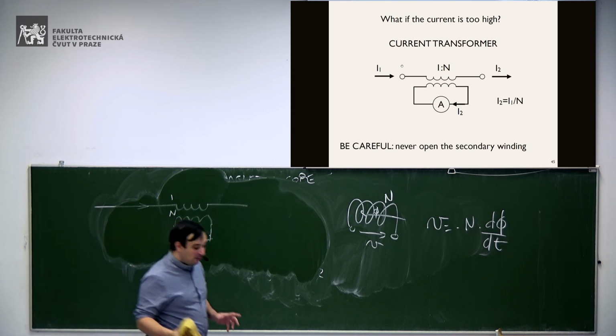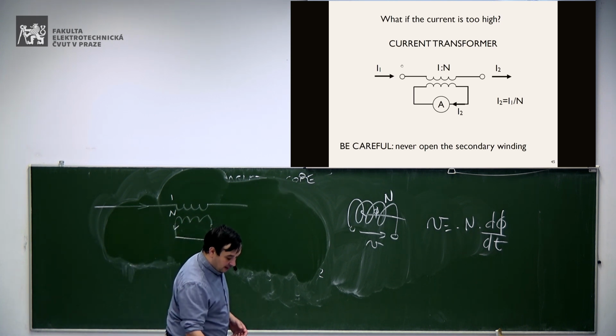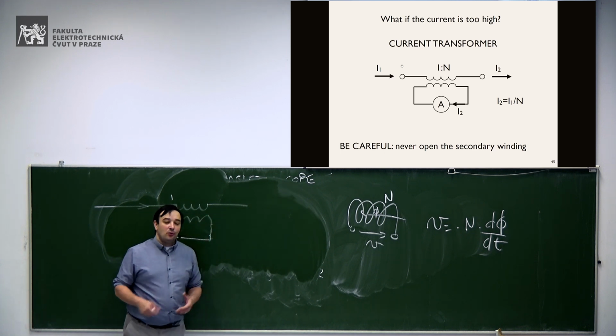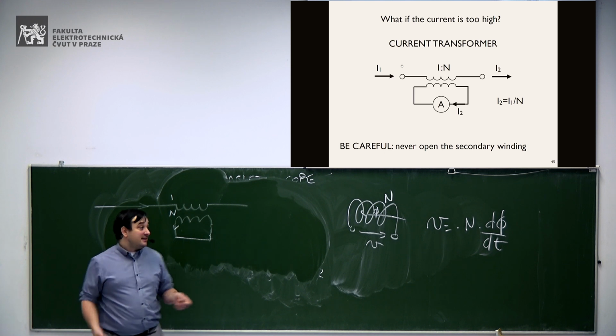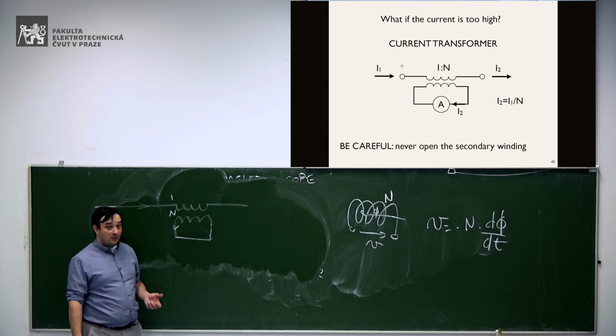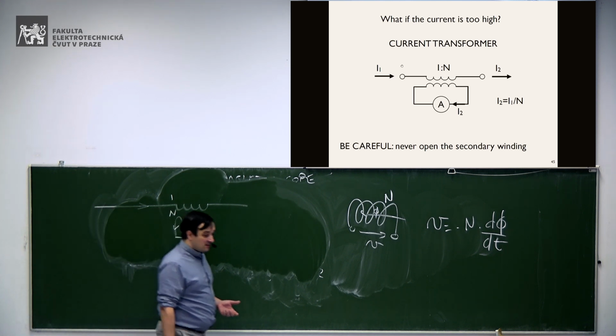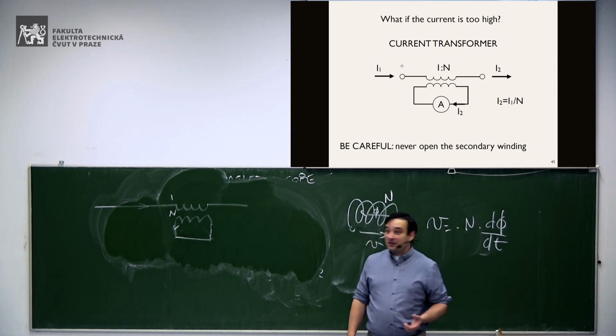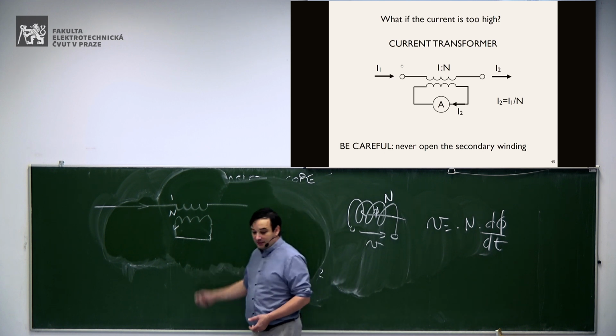And this is very important because a basic rule that you must always remember when you work with current transformers is that the secondary coil must be short-circuited at all times. Why? Because guess what happens if you open this circuit?